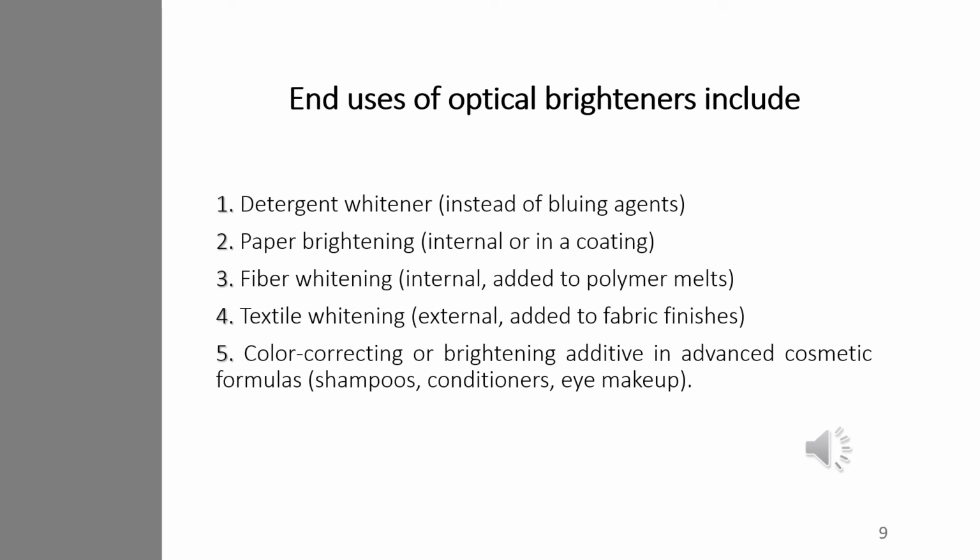Number 2, paper brightening, internal or inner coating. The optical brightening agents are used for the brightening of the paper. Number 3, fiber brightening, internal, added to polymer mass. The optical brightening agents are also used for the whitening or brightening of the fibers.